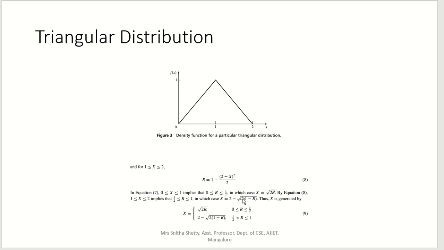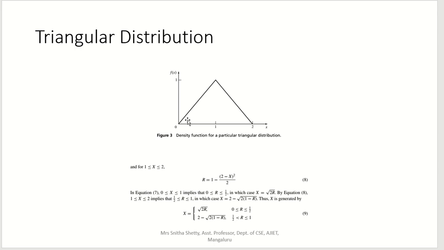See, the random number will range from 0 to 1, right? If the random number is greater than or equal to 0 but less than or equal to 0.5, how to generate x? x is equal to the square root of 2r. And if the given random number is greater than 0.5 but less than or equal to 1, how to generate? It is 2 minus the square root of 2 into (1 minus r). So this is the formula for generating the random variate using the triangular distribution. Hope it is clear. So we studied four distributions.